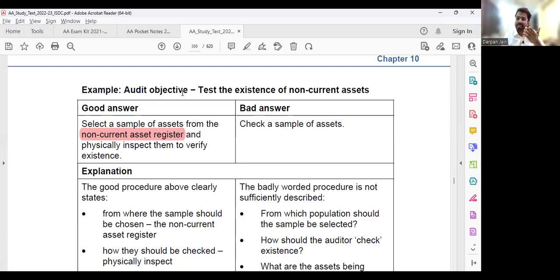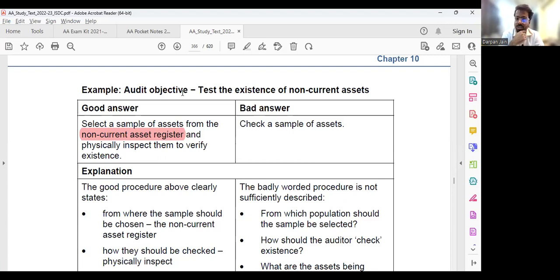From the client, get that non-current asset register. Then select a sample of the assets from this non-current asset register and physically verify or physically inspect them to verify their existence. Let's say you selected 5 plant and machinery and 2 buildings. Then you will go and physically inspect whether those 5 plant and machinery and those 2 buildings actually exist or not physically. You're going and seeing them.